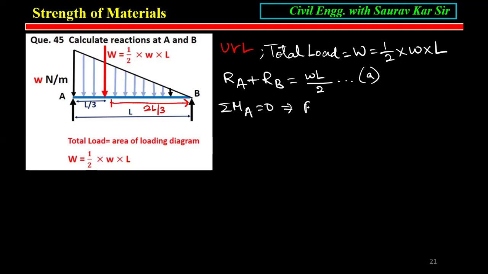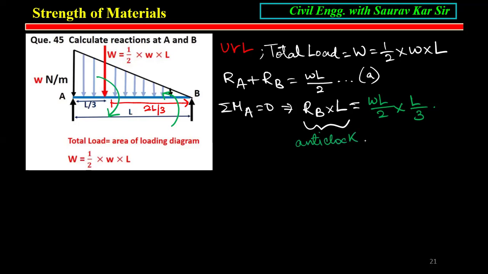Okay. So RB into L is equal to, very interesting, RB into L is the anti-clockwise moment, because with respect to A, B is an upward reaction, so anti-clockwise. And due to this triangular load, clockwise. So the clockwise moment is the total load into the CG distance. This is anti-clockwise, RB into L.